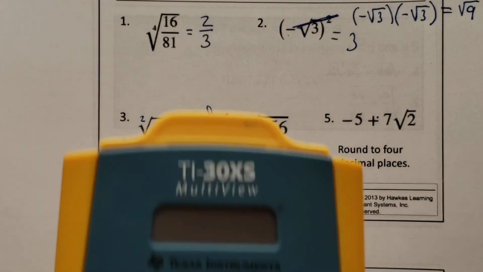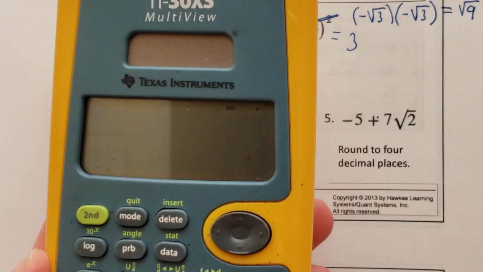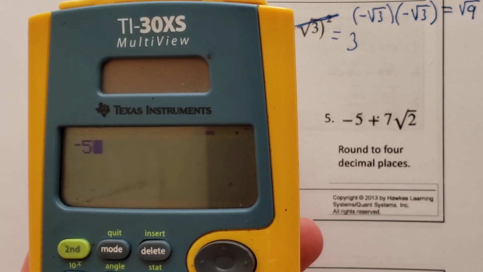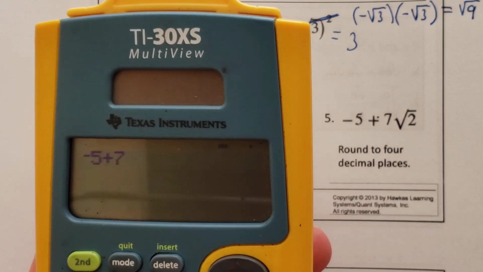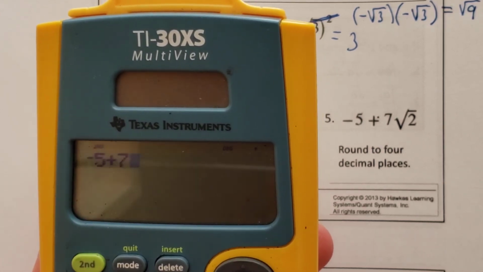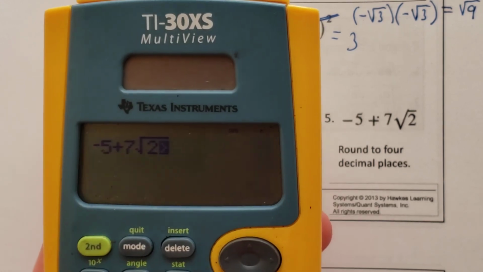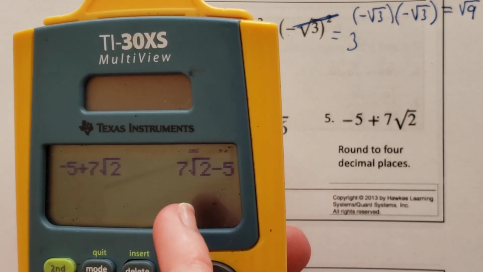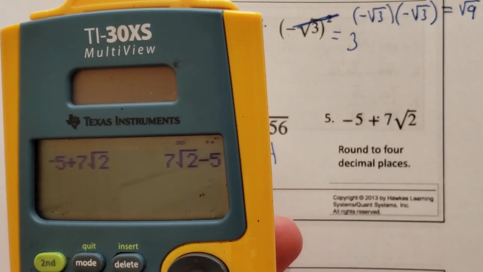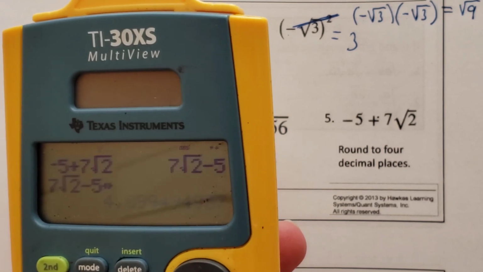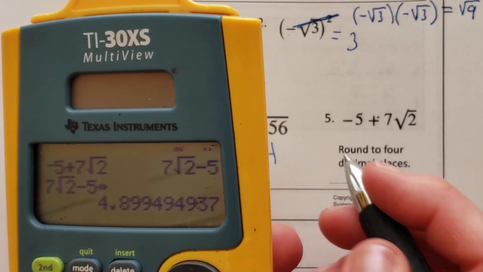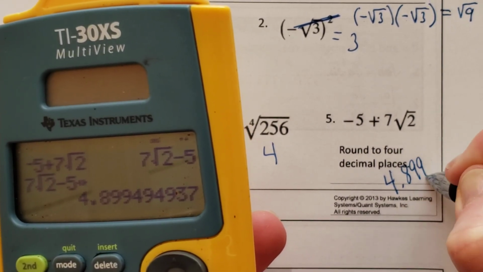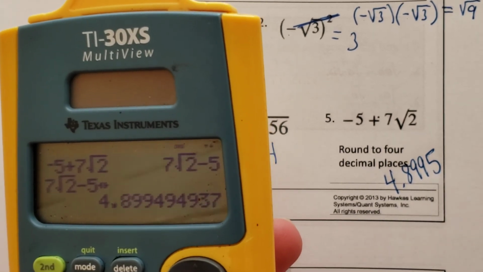And then number 5 is just a calculator problem once again. I'm just typing it straight into my calculator. Negative 5 plus 7, and now I'm doing my square root button, square root of 2. So it should look exactly like the problem on your paper. And then when I hit enter, it gives me the same response exactly like I see it. Since it says round to 4 decimal places, I hit the double arrow button, and that is my answer. It's 4.8995 because the number after the next 4 is a 9.